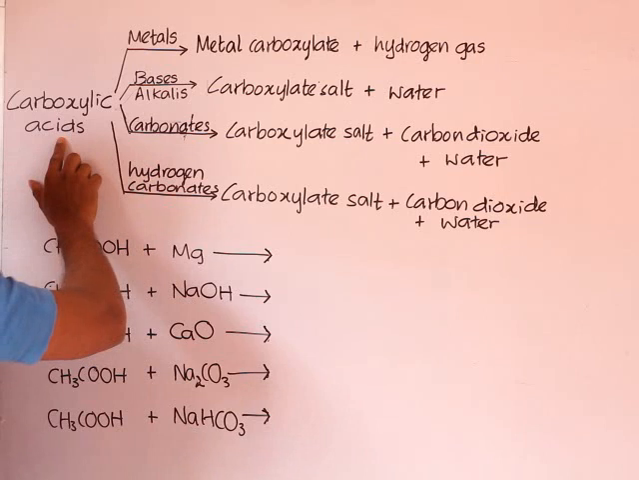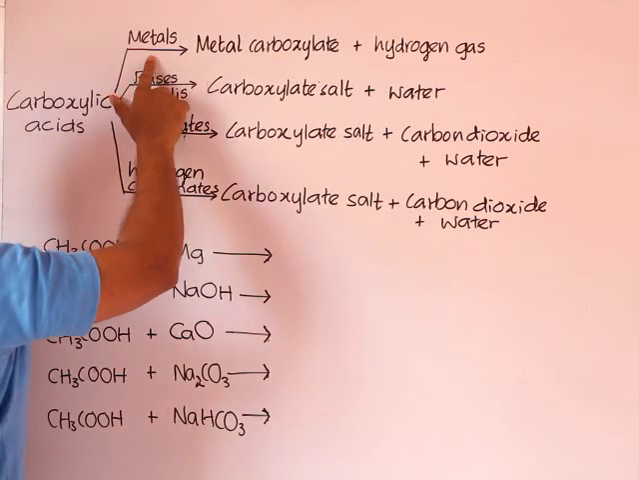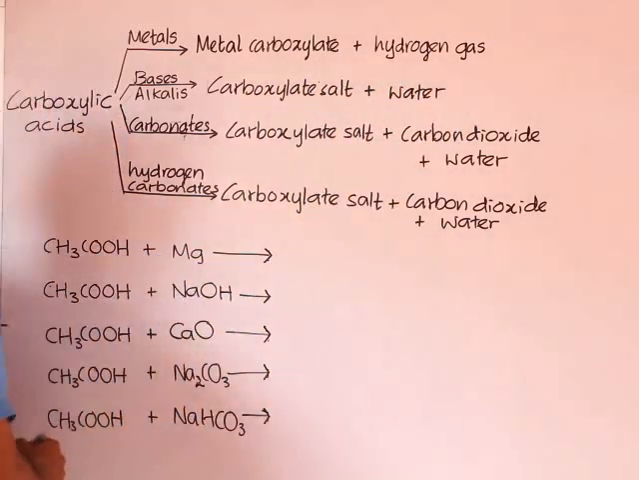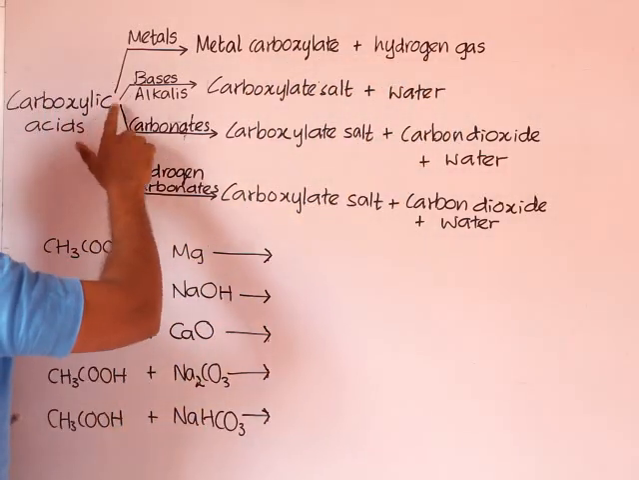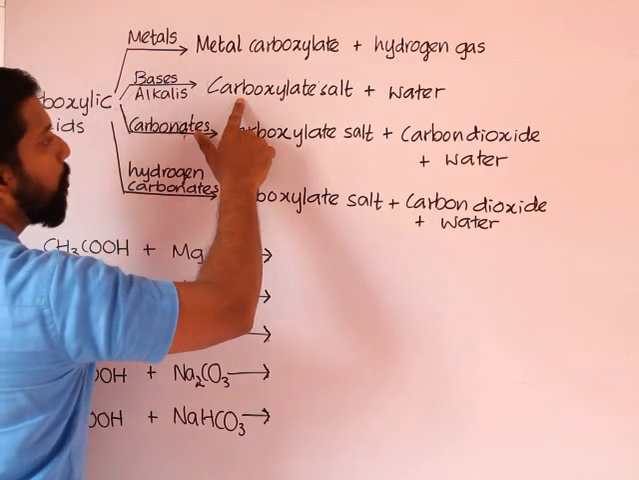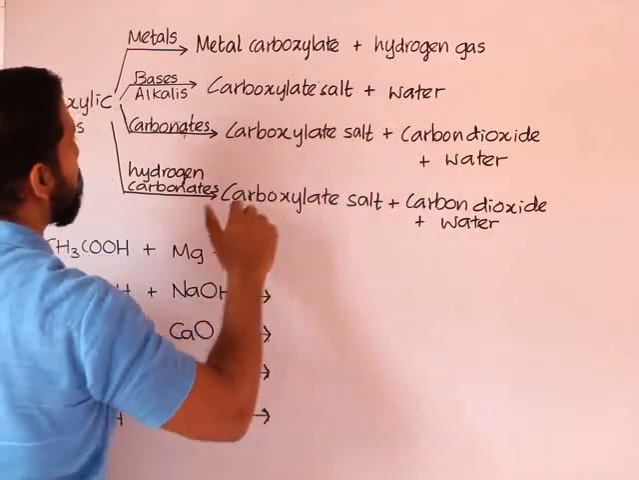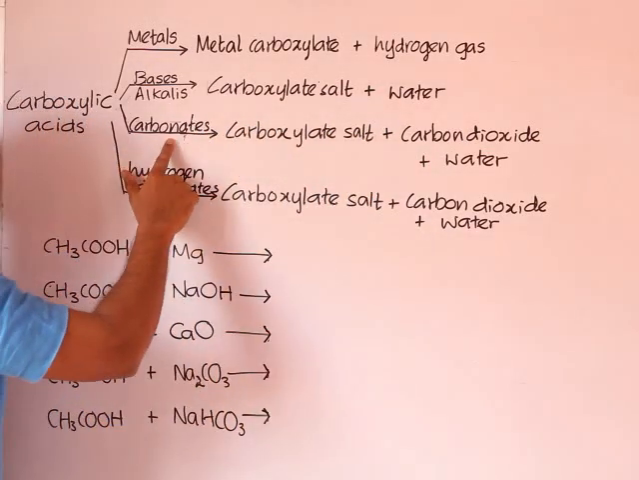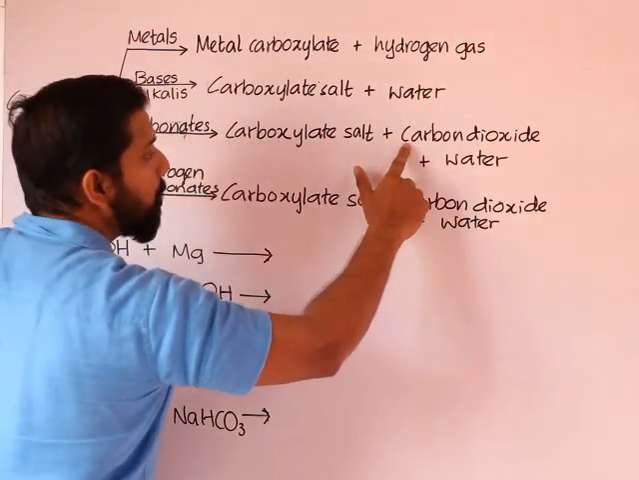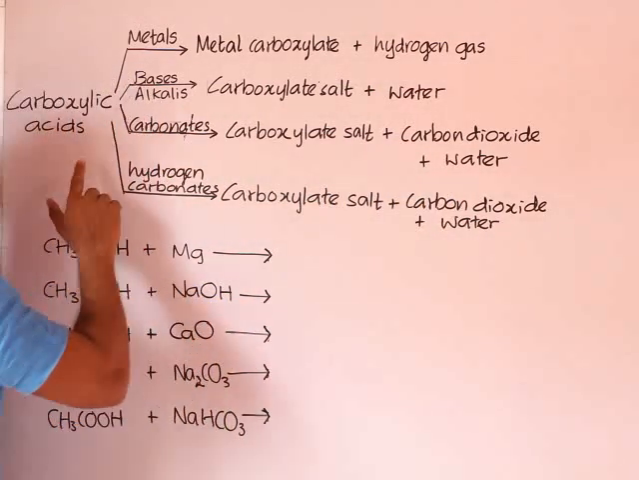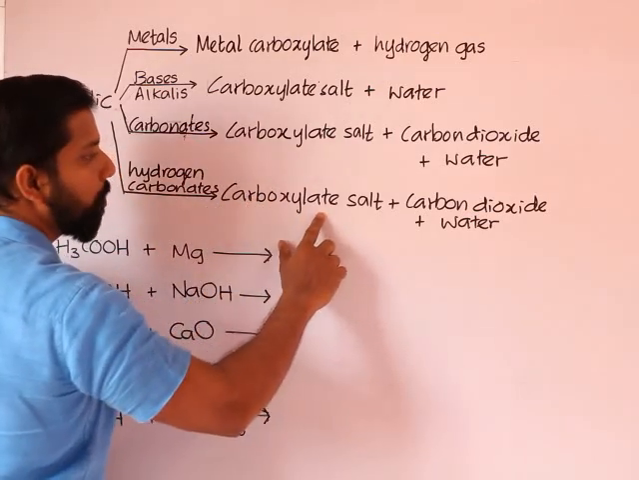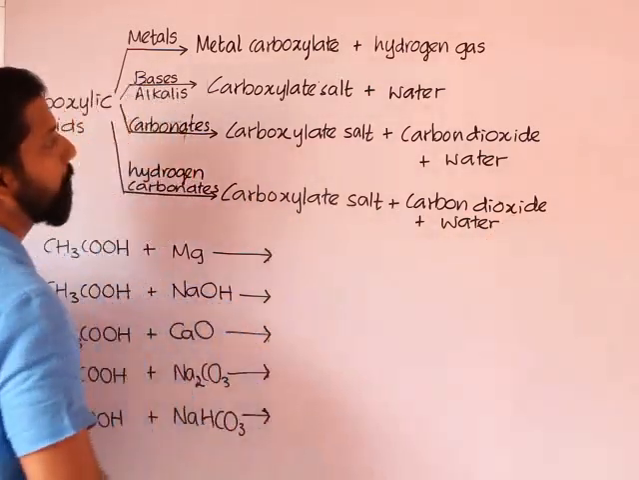When carboxylic acids react with metals, you get metal carboxylate and hydrogen gas. When they react with bases or alkalis, you get the respective carboxylate salt and water. When they react with carbonates, you get the respective carboxylate salt, carbon dioxide and water. When they react with hydrogen carbonates, they give you carboxylate salt, carbon dioxide and water.